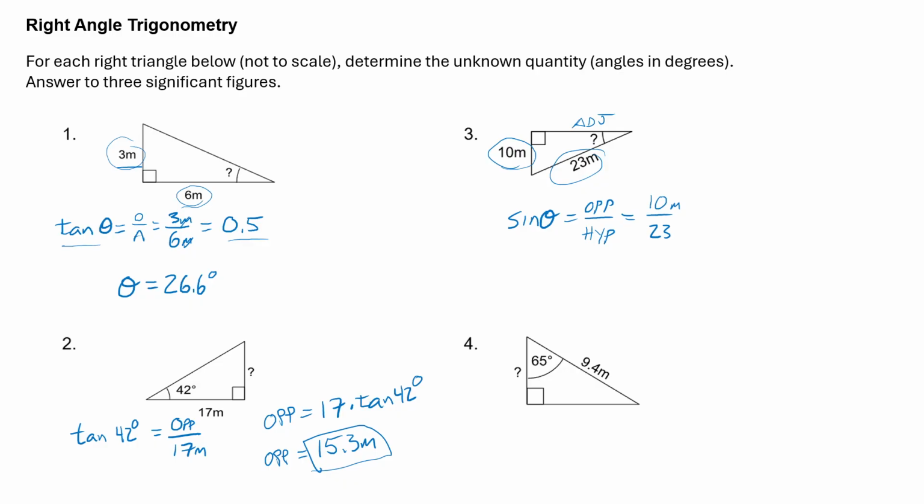You could put 10 meters over 23 meters. You see, the meters will cancel out. So the sine of theta is 10 over 23. And 10 over 23 is going to give me 0.4347. You could just plug it into your calculator. So if that's the sine of theta, I know that the angle whose sine is 0.4347, I can do an inverse sine in my calculator and get that my angle is going to be 25.7 degrees.